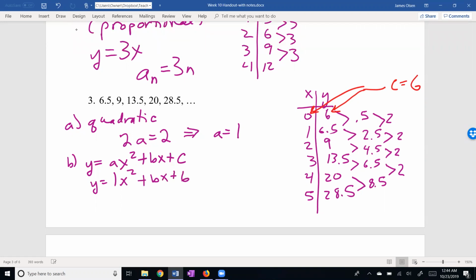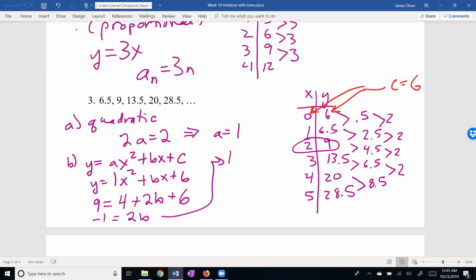Now I only need to find b. And you can use any of the ordered pairs to find b. I think I'm going to use this ordered pair because it doesn't have any decimals in it. So plugging in for x and y, I have 9 equals, 2 goes in for x, so that's going to be 4 plus 2b plus 6, which means 2b equals -1, which means b equals -0.5.